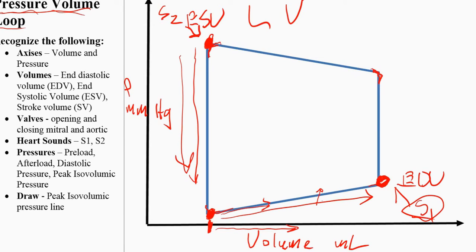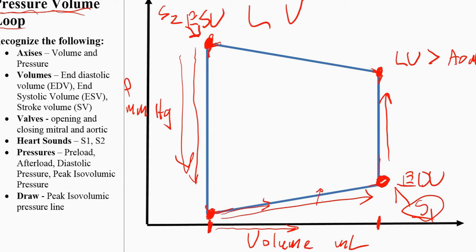We have isovolumic contraction, and so the pressure in the left ventricle is going up. We call it isovolumic, iso meaning same, and you can see the volume is the same all the way up until this point here. And then what happens at this point here? Well, the pressure in the left ventricle becomes greater than the pressure in the aorta.